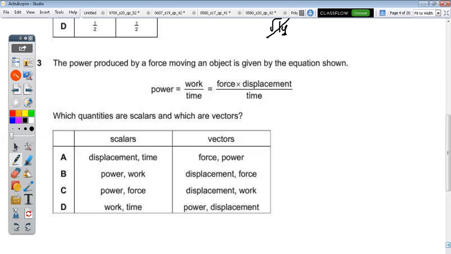Pressure has got no direction, it's not a vector. Are we together? Power is nothing to do with direction. So power is a scalar. So what's the answer? B.